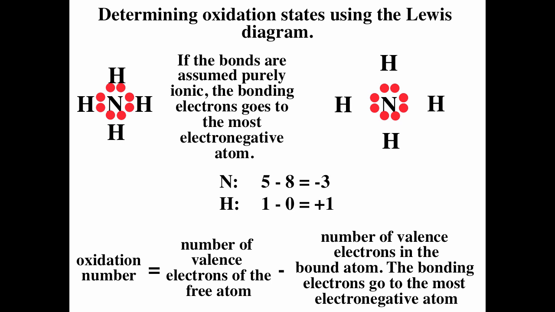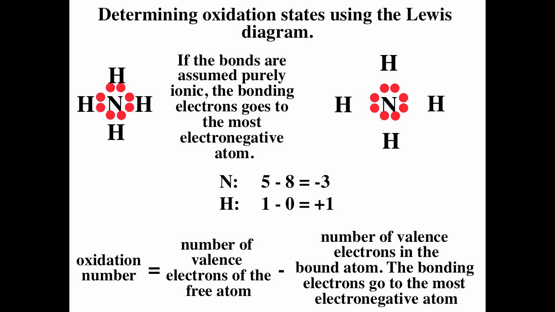Nitrogen is in the 5th column of the periodic table, so a free atom of nitrogen has 5 valence electrons. The way we drew it on the right, it's surrounded by 8, so 5 minus 8 gives us a -3 oxidation state for nitrogen, same as what we got before. For hydrogen, 1 minus 0 gives us a +1. So again, we get the same oxidation states whether we use the 2 rules or the Lewis diagram.